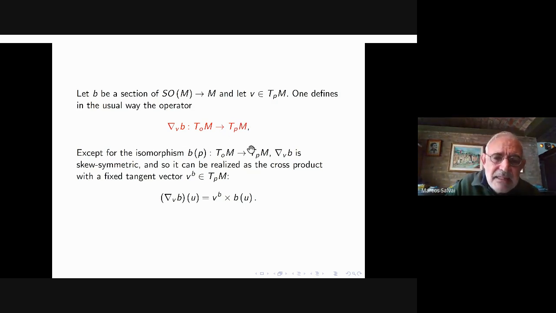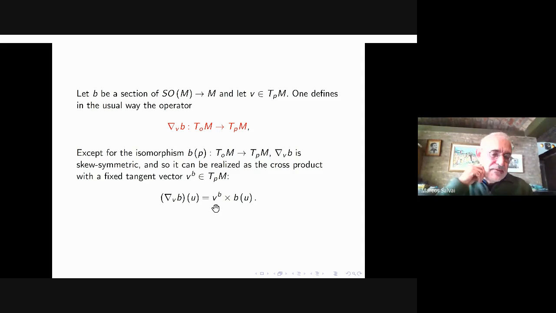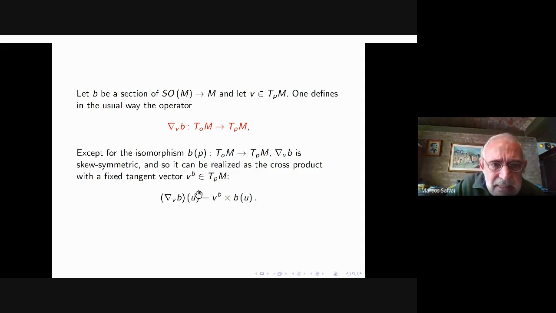In R3 it may be realized as a cross product with a fixed vector. So let us see the display. Nabla B in the direction of B is an element here. I apply it to some element U in the reference tangent space, and when I apply BU, I am already in the tangent space at B. We should think that we are actually at TPM, and then I make the cross product with BB. Good.